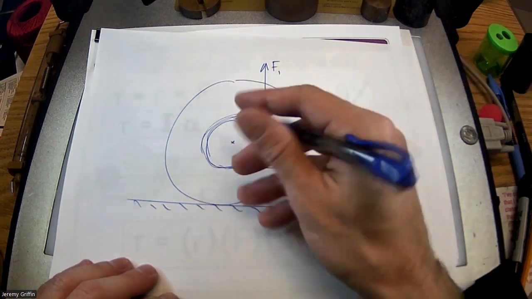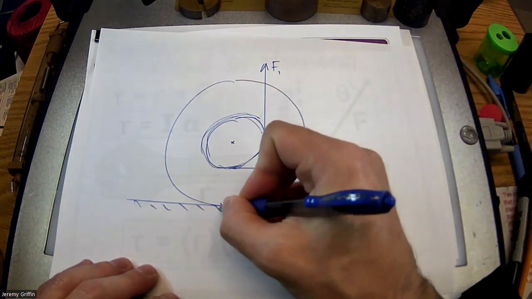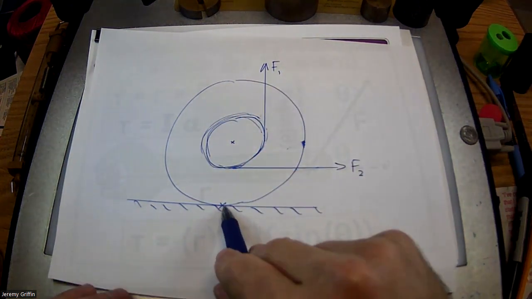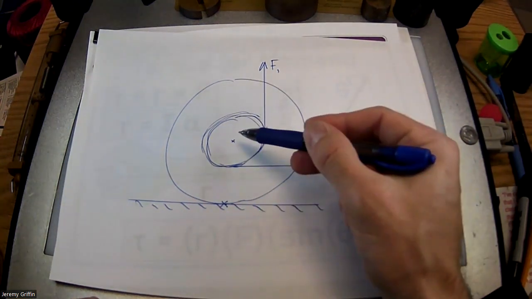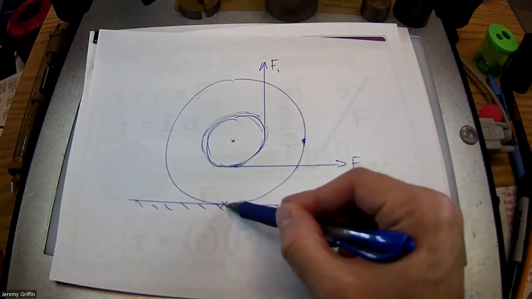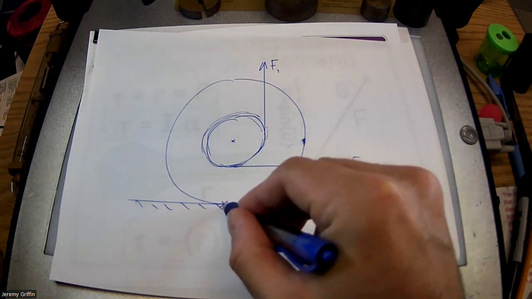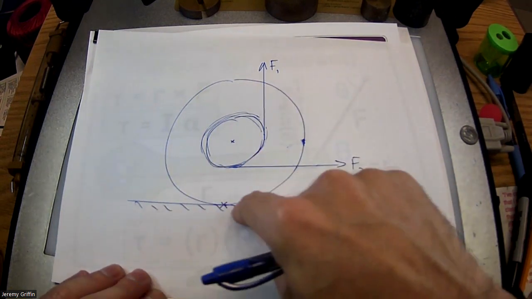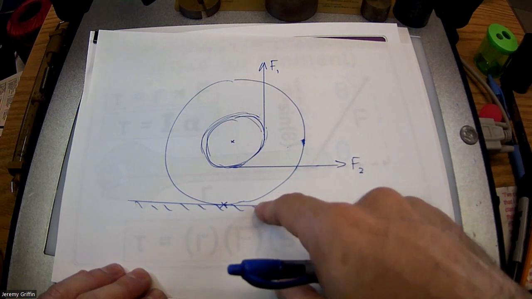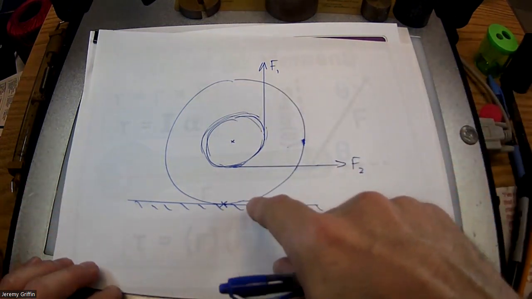The lever arm is actually right here, because this is like the pivot point that's actually rotating about. It's not actually rotating about the center of the circle, it's actually rotating about this point down here. And this point's important because there's static friction with the ground, right? See, if you didn't have static friction, you wouldn't get that type of rotation.